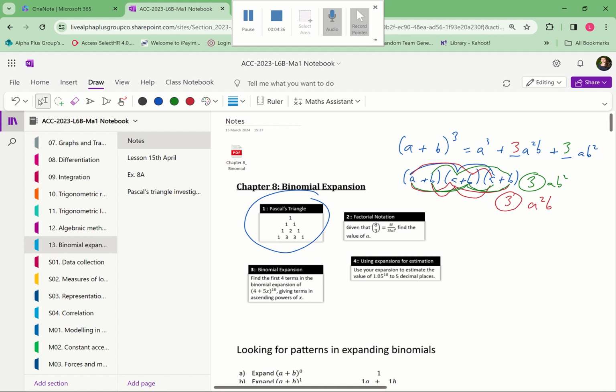And finally, just like there was only one way of getting a cubed, which is a times a times a, I can do b times b times b. So that's b cubed, but there's only one way of doing that.